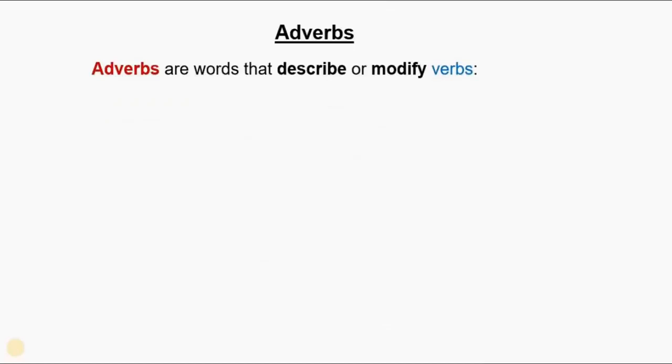Adverbs. Adverbs are words that describe or modify verbs. For example, Tom is walking quickly. So here is the verb walking. This is the action, and quickly is describing the action. It is giving us information about the action, and here quickly is an example of an adverb of manner.